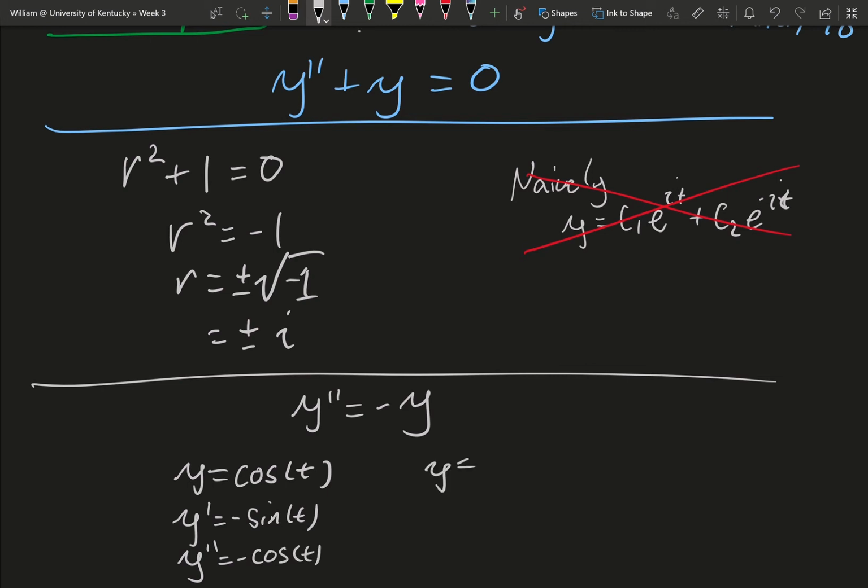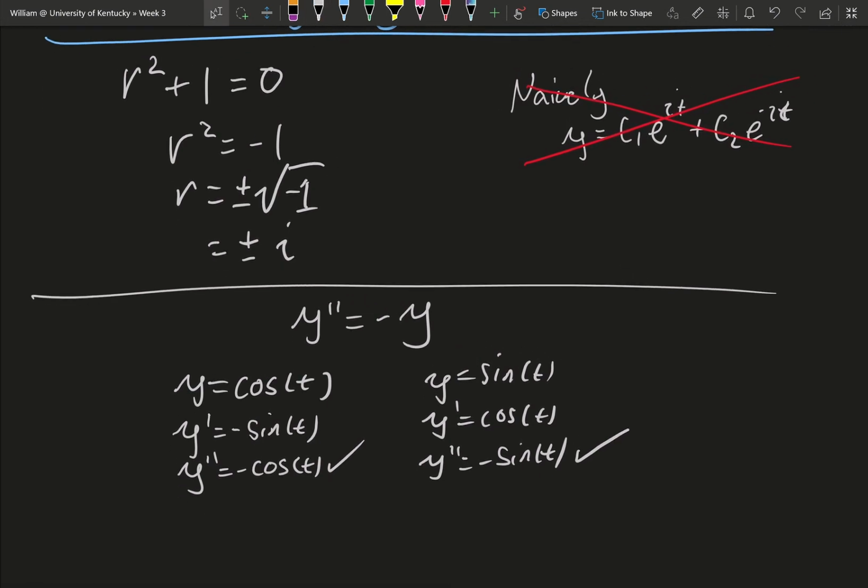Similarly, we could do the same thing just starting with sine, right? y prime is cosine of t, and y double prime is negative sine of t. So for both terms, taking the second derivative, we got negative what we started with. But we found two solutions.